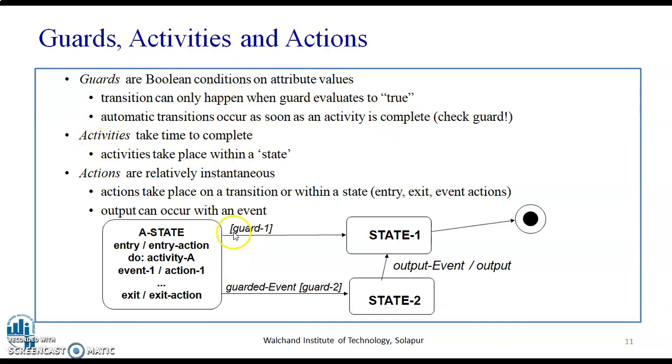So guards are nothing but Boolean conditions on attribute values. Next, how are guards represented? In square brackets, and you write down the guard and the value over here. Normally it is shown with Boolean values or in binary, that is 0, 1. The next thing is activities.